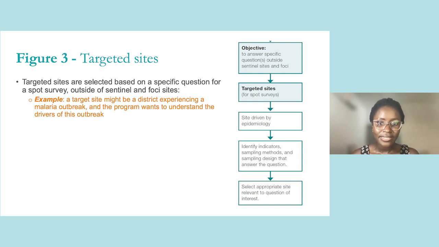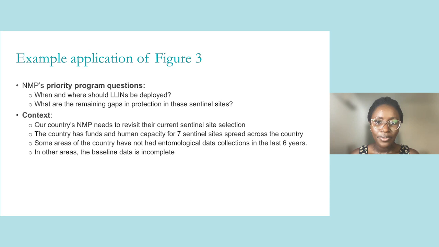In the next slides, let's go over an example of how Figure 3 can help us with site selection. In this example, our country's national malaria program needs to optimize their current LLIN strategy. The NMP asks two priority program questions.